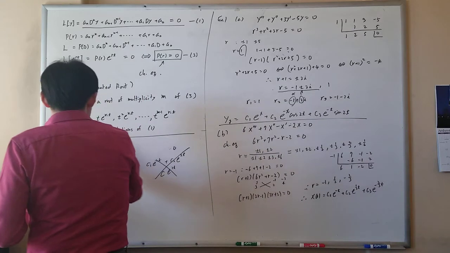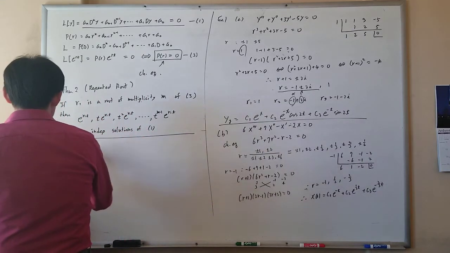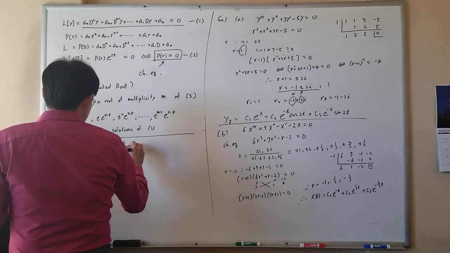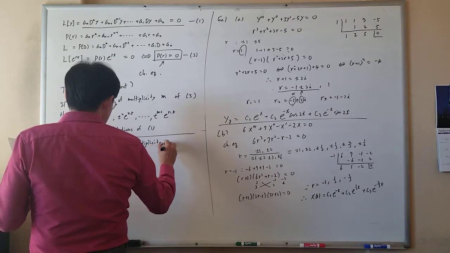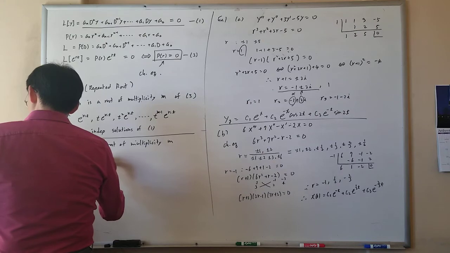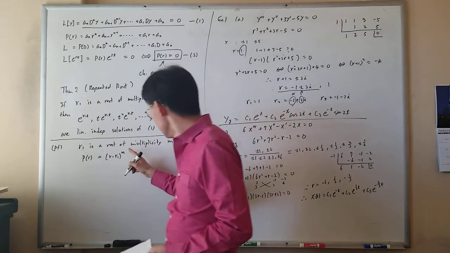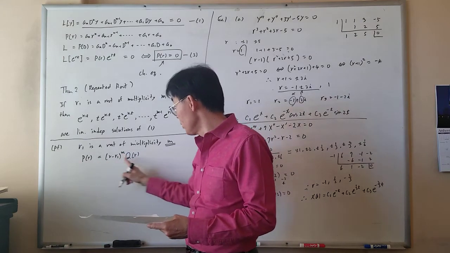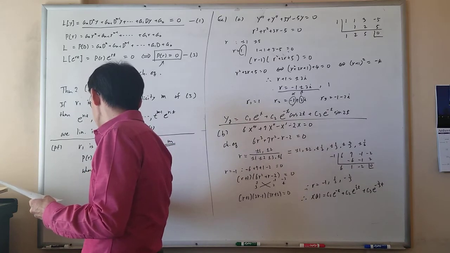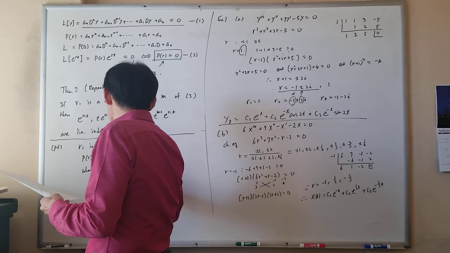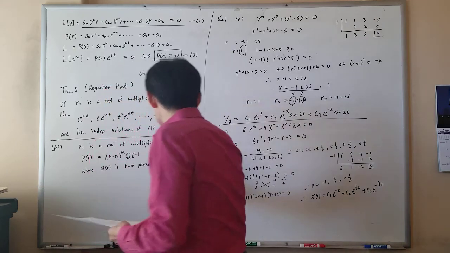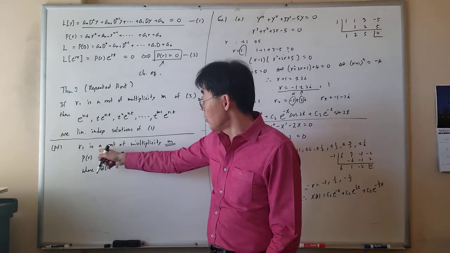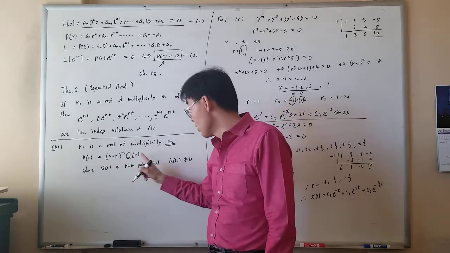Now, how do we prove this? First of all, you have to realize that r1 is a root of multiplicity m means that your P of r has this (r minus r1) to the m showing up here, okay? And when you divide by this one, you'll get some polynomial Q of r, which is an n minus m degree polynomial, but Q of r1 is no longer zero, okay? So r1 is a root of multiplicity m means P of r is of this form, okay?